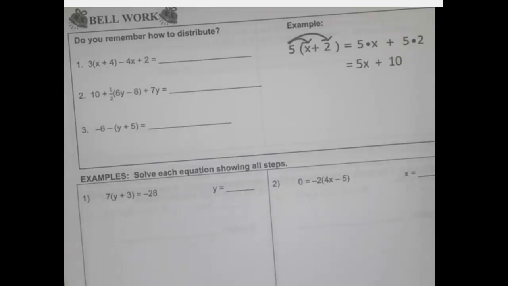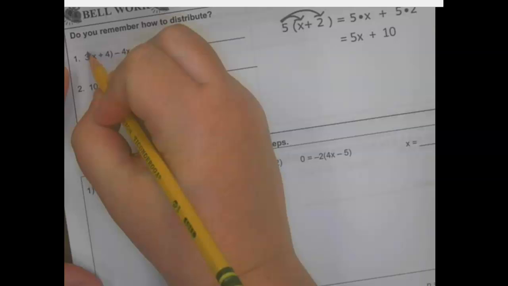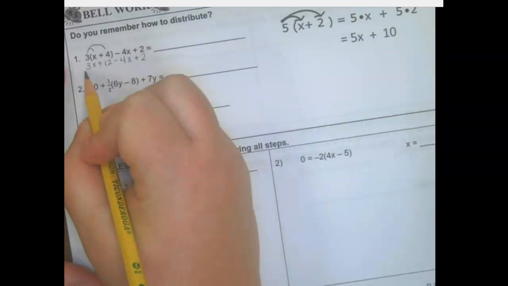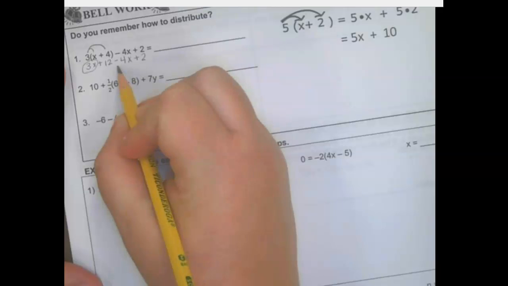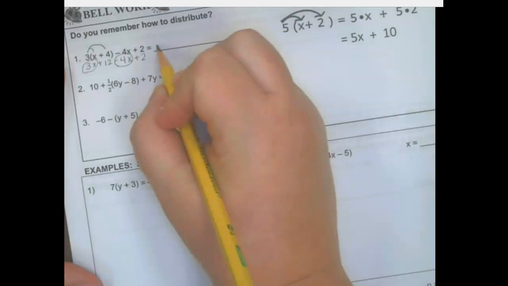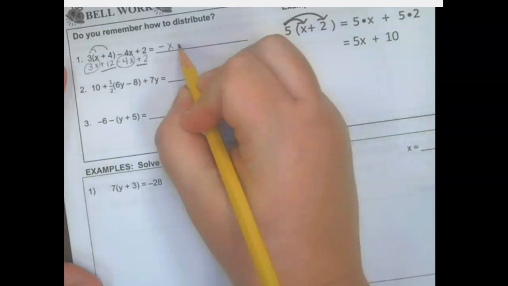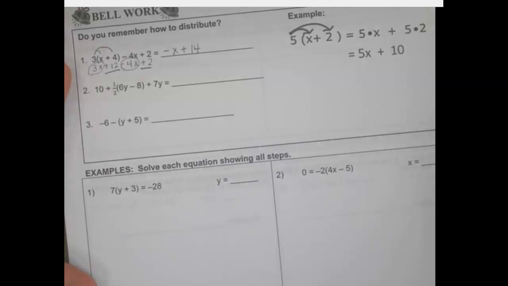Alright, let's go ahead and look at these. Alright, so the first one I'm going to distribute. So this is going to be 3x. Bring down my plus. 3 times 4 is 12. Minus 4x plus 2. Combine my like terms, so 3x minus 4x, which is a negative x or negative 1x. And then positive 12 plus 2 is plus 14. Any questions on number 1?